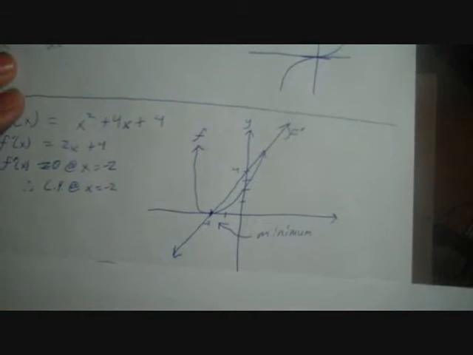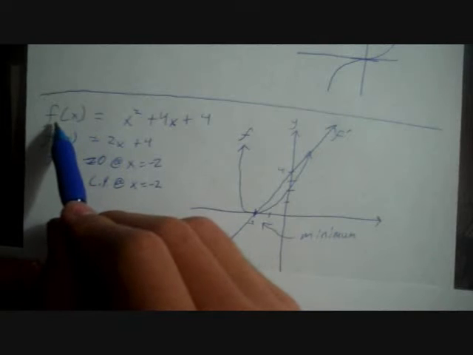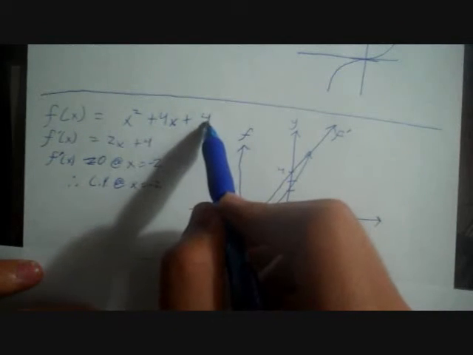Like in x cubed here, the derivative has a 0 here, but there's no maximum or minimum. But we'll get onto that later. So let's start with an example. Let's try our function x squared plus 4x plus 4.